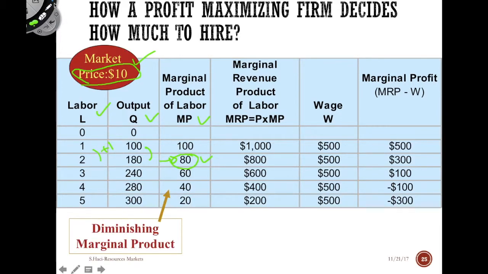We know from previous chapters that the marginal product of labor is diminishing, and you can see that happening right here.